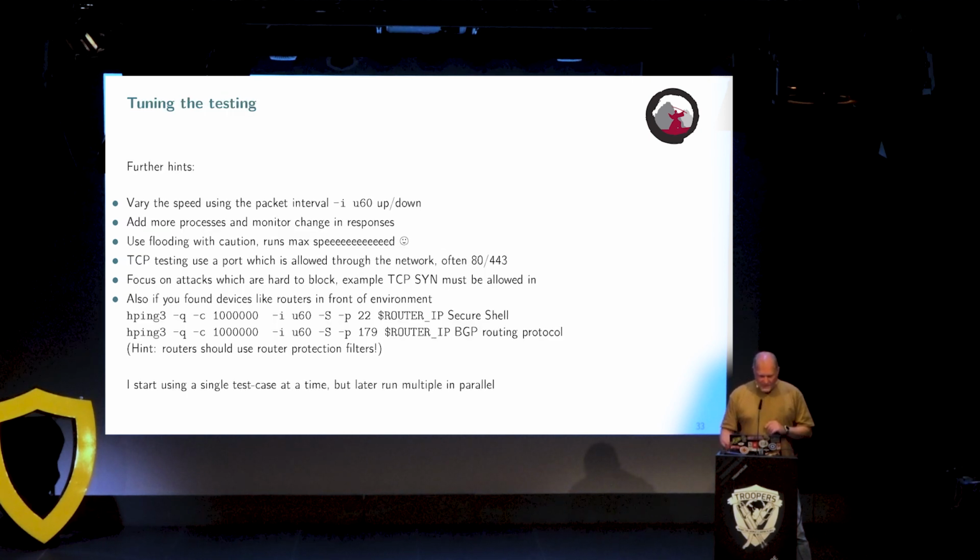Some further hints: speed, we already talked about that, adding more processes, using flooding with caution because it just runs at max speed and something will break and you don't know what broke first, what is wrong in the network. Do TCP testing with some kind of port that is allowed through the network. Often that would be port 80 and 443, but depending on your network, you can probably find other interesting TCP services. Focus on attacks that are hard to block, like the TCP SYN that must be allowed in.